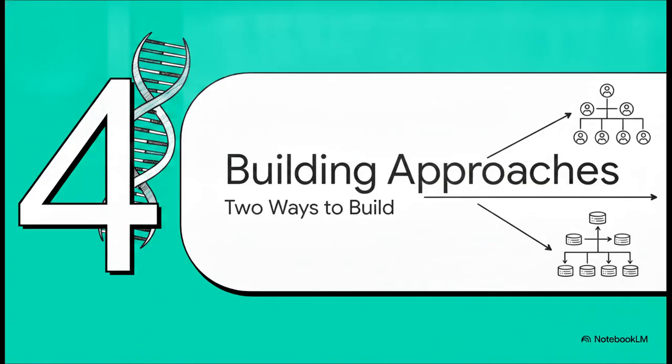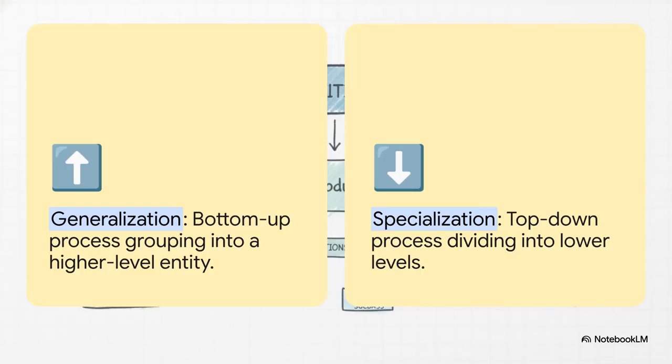So now that we know what these structures actually look like and how traits get handed down, how do database designers go about building these intricate family trees from scratch? That brings us to Section 4, two approaches to building. Database designers generally lean on two main methods: generalization and specialization.